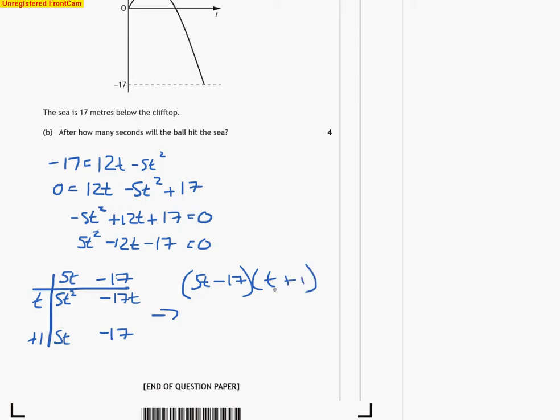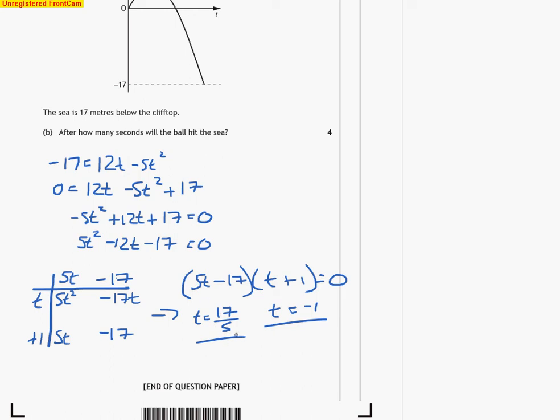So to solve that, t is equal to minus 1, and for this, t is equal to 17 divided by 5. In my solver, we're really saying, because we said it's equal to 0, if one of these brackets is 0, the whole thing becomes 0. So if t plus 1 is equal to 0, therefore t is minus 1. 5t minus 17 is 0, so therefore t is equal to 17 over 5.